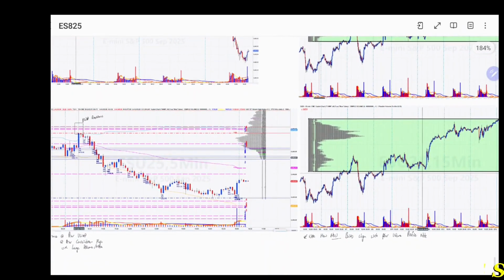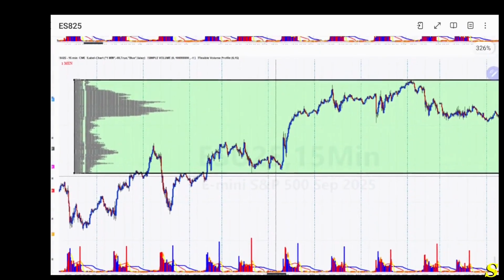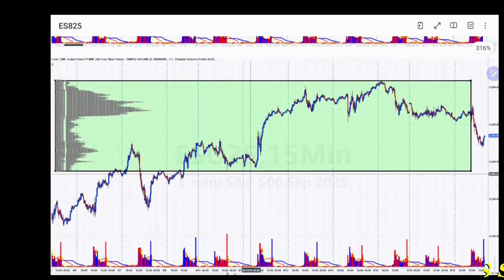But if you look at this picture, this is really only capturing the volume from here and up, right? But it doesn't include what happened today, right? Because this is outside of this box. It doesn't include what happened today.